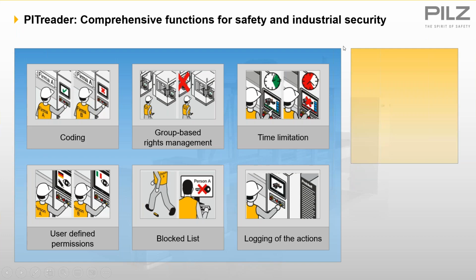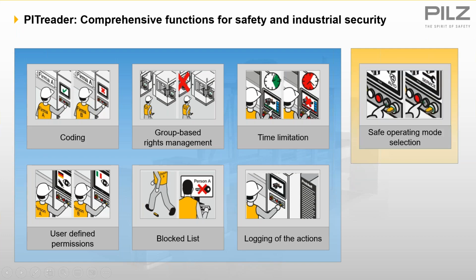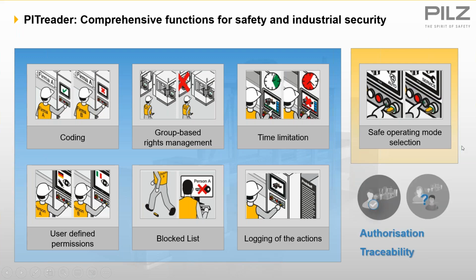And then finally, you've got the safe operating mode selection, where we can change the machine safely, in this case, from automatic mode to service mode. And this gives us authorization and traceability of safety and security on the machine.